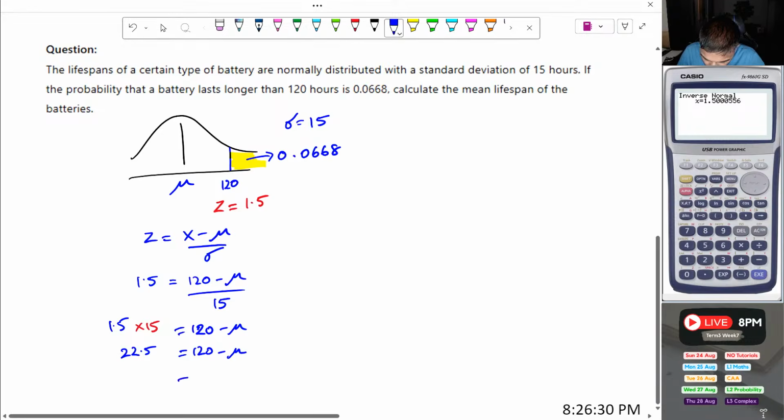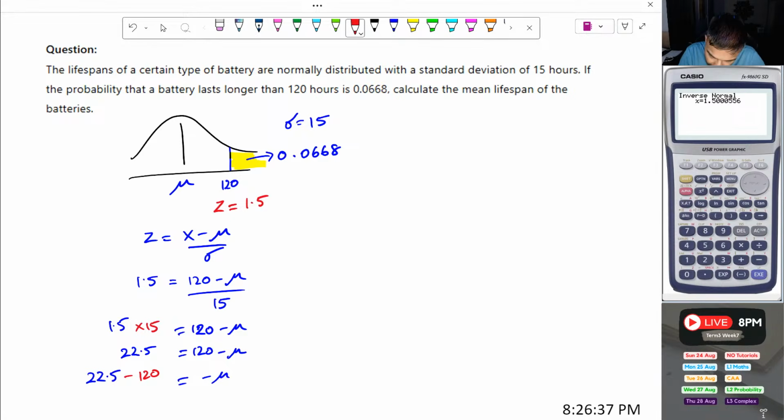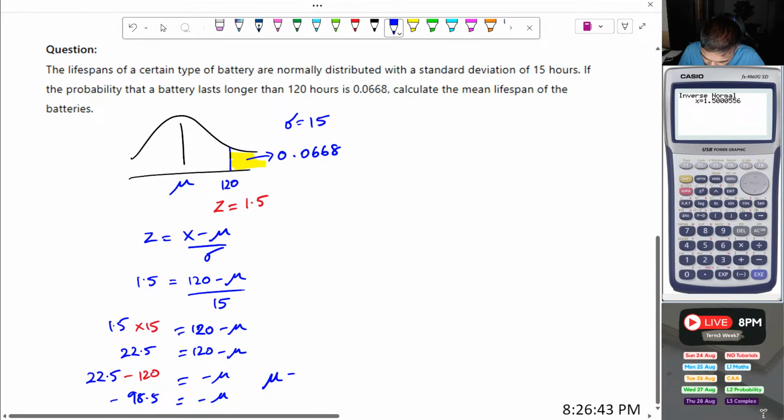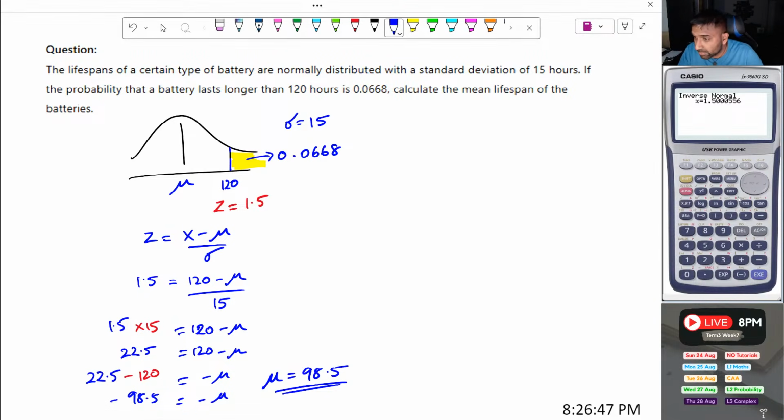So negative mu is equal to 22.5 minus 120. I think that's roughly 98.5. Negative 98.5 is equal to negative mu. So mu is equal to 98.5. So the mean should be 98.5. But let's check it out anyway.